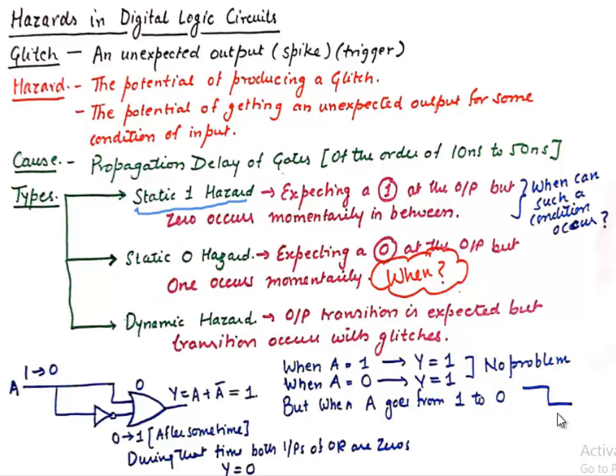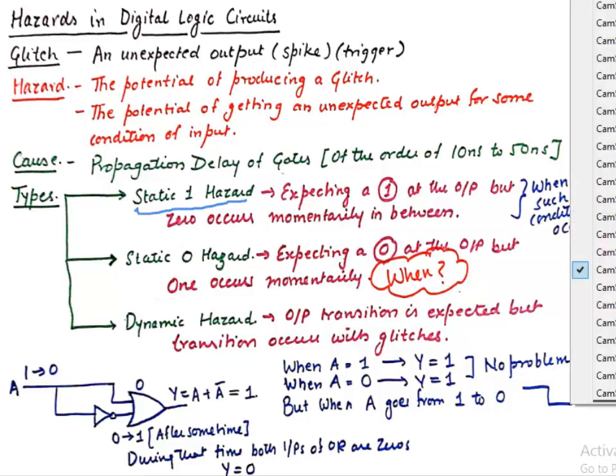In this tutorial we'll talk about static 0 hazard. I highly recommend that you watch my previous video where I talk about static 1 hazard because the analogy is the same, it's just that the explanation is different. So when we are expecting a 0 at the output but we get a 1 momentarily by mistake, that is known as static 0 hazard. And when can such a situation occur? That is what we are looking at in this video.